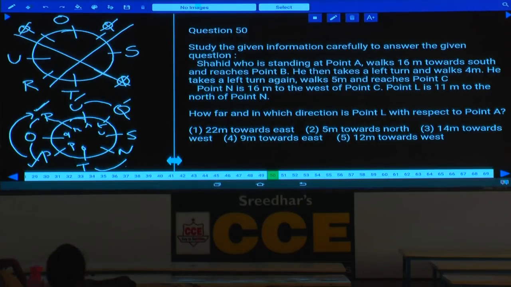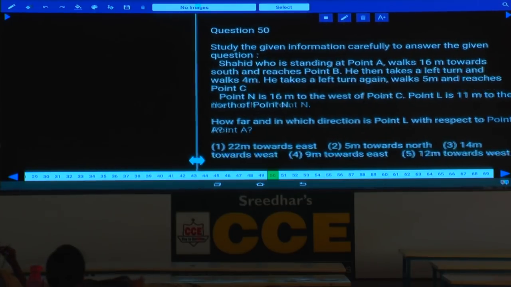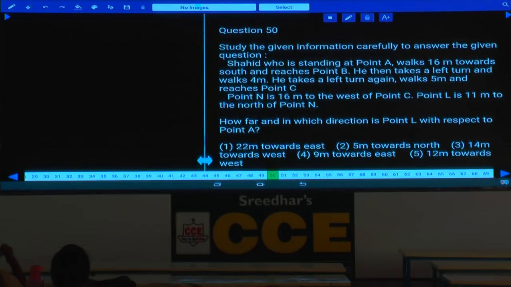Now 50 and 51. These two questions are based on direction sense. Tell me what is the information given here, question number 50. Sahid is standing at point A. Now Sahid is standing at point A, this is point A. From this point A, walk 16 meters towards south. What is the distance he covered here? He traveled 16 meters towards south, A is here.